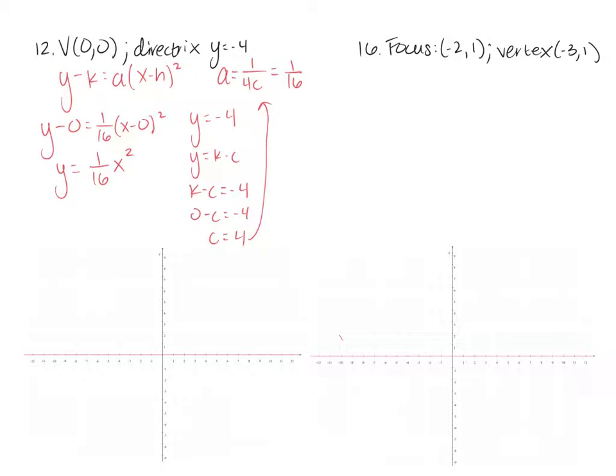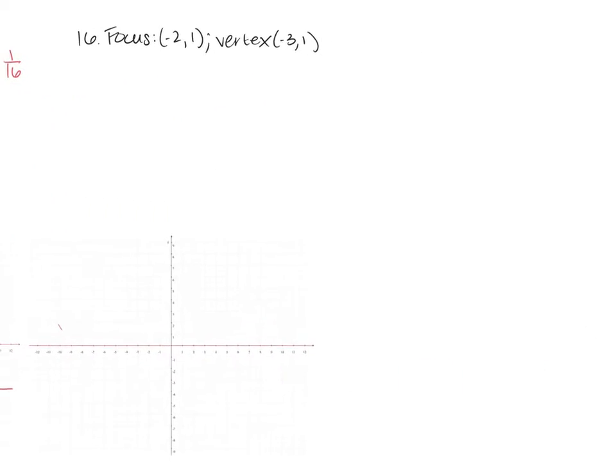So I know that my vertex is (0, 0). And then my directrix is y equals -4. So that's down here. Okay. And then, since c is 4, that means my focus has to be (4, 0). Okay. So my graph will look something like this. Now I would actually make it a little fatter on the right side. There we go.